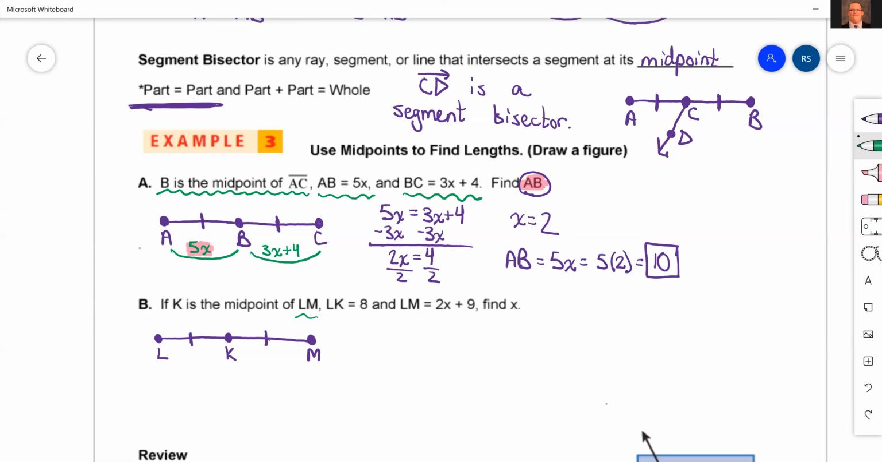Now, let's go on to the next piece. LK, so I did this, I drew it. LK is equal to 8. Now it tells us LM is 2x plus 9. So from L all the way to M, it's 2x plus 9. Find x. So in this case, we are finding x itself.